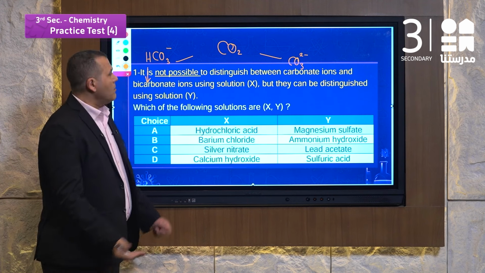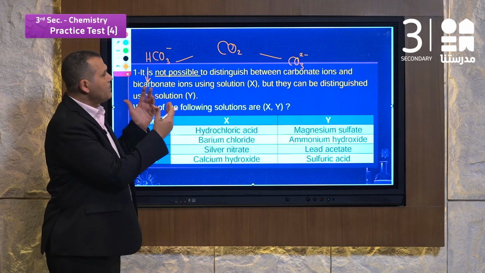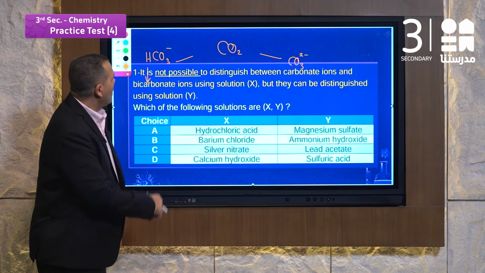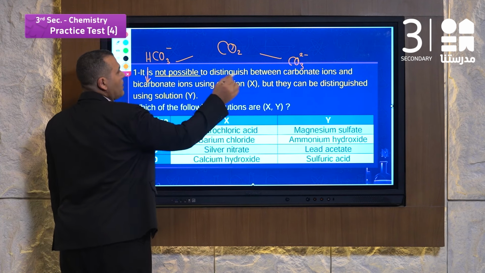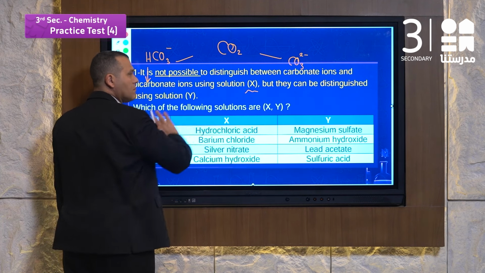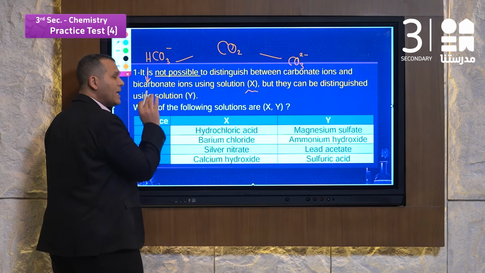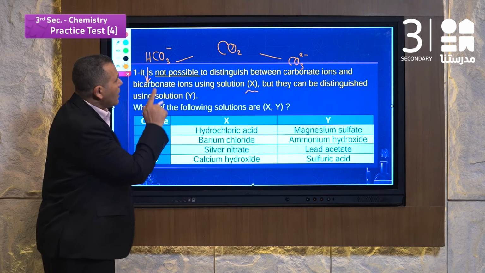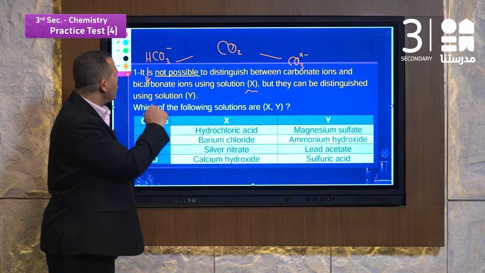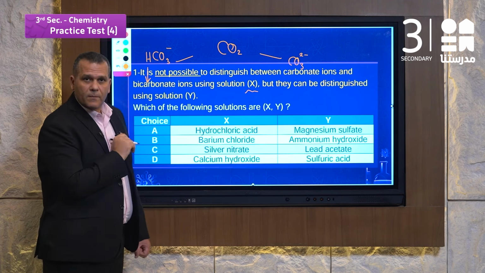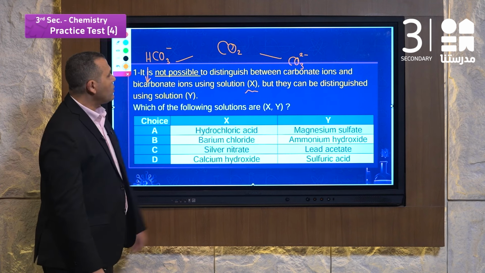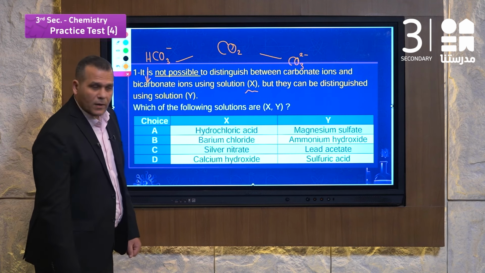يبقى مفيش acid can differentiate between them. Bicarbonate by using solution X. X ما يقدرش يفرق بينهم. So X is acid. But they can be distinguished using solution Y. Which of the following solutions are X and Y?